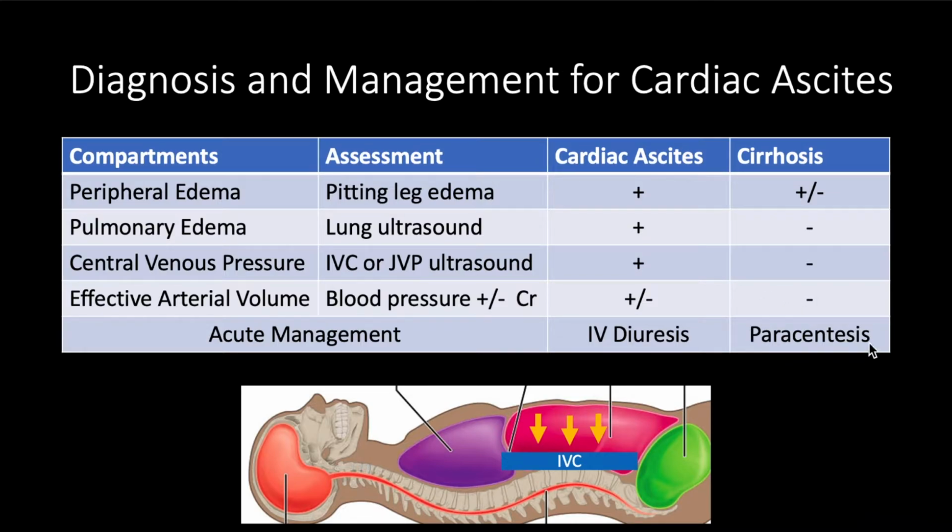So to manage patients with cirrhosis, paracentesis is the most effective modality. To manage patients with cardiac ascites, IV diuresis is very effective. And so figuring out who has cardiac ascites versus who has cirrhosis, it changes the way you manage their volume status.